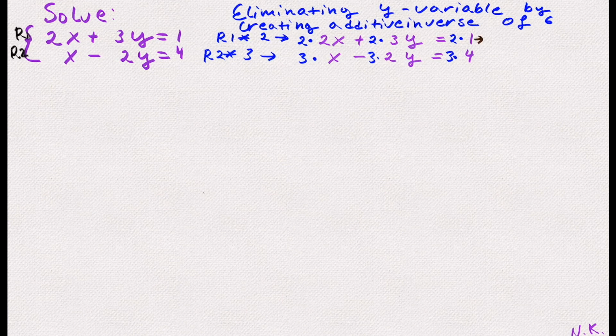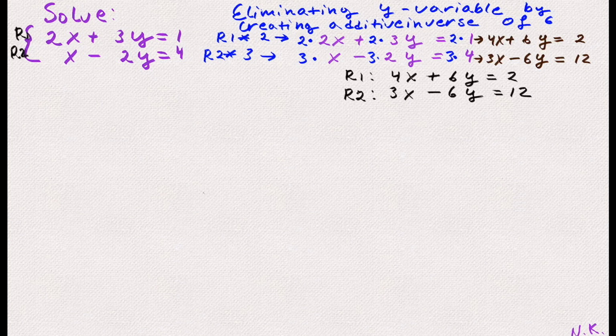So the first row will simplify into 2 times 2x will give us 4x plus 2 times 3, 6y equals 2 times 1, 2. And the second row will simplify into 3 times x, 3x, negative 3 times 2, we have negative 6y equals 3 times 4, 12. So our scaled row 1 is 4x plus 6y equals 2 and row 2 is 3x minus 6y equals 12.